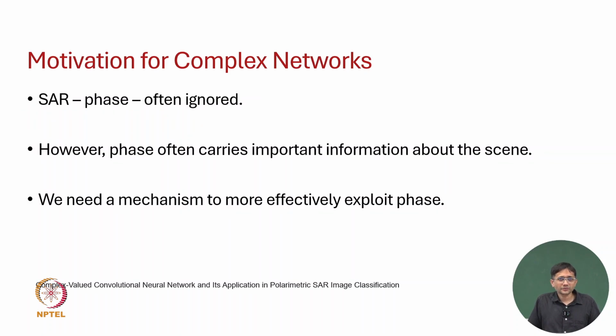So what is the motivation for complex networks? SAR images also provide us with the phase information, which is often ignored in many applications or by many practitioners. Often it's ignored just because it's convenient to ignore. It's not because it doesn't have important information. It actually has really important information, but it's often ignored by practitioners who want to adopt networks straightforwardly from optical images or from the computer vision domain. A practitioner just ignores it because of convenience.